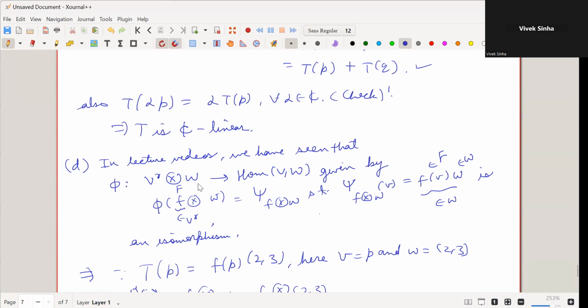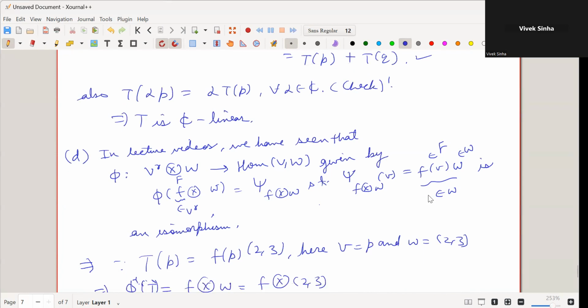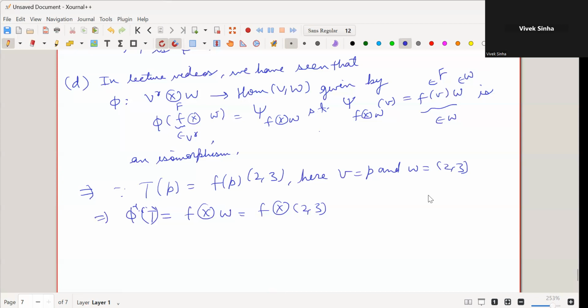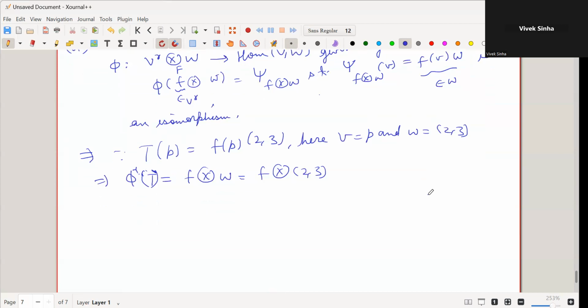That is phi inverse. So we are given an element of Hom(V, W). We have to see its image under V star tensor W. So that is phi inverse. So T is mapped under phi inverse to F tensor W. That is F tensor (2, 3). Okay. So that's it. We can then move to the next question, I guess.